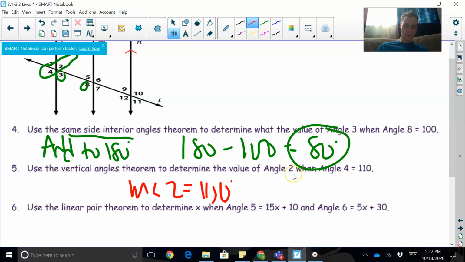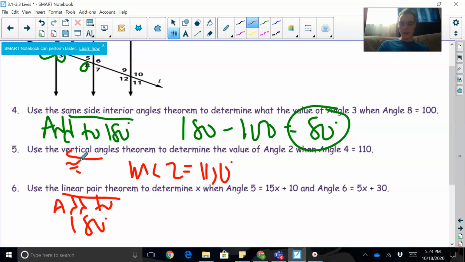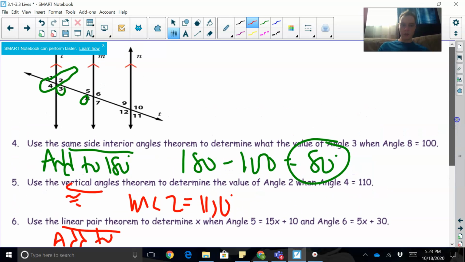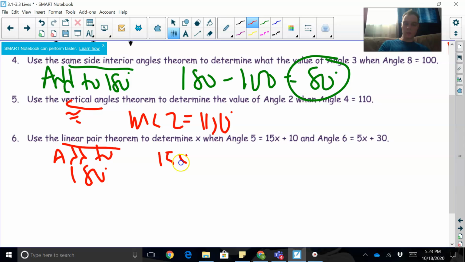And number 6, use the linear pair theorem. Remember, a linear pair adds to 180, and vertical angles are congruent. Determine x when angle 5 and angle 6 equal those expressions, respectively. So 5 and 6, you can see that these are a linear pair, so you just add them up and set them equal to 180.